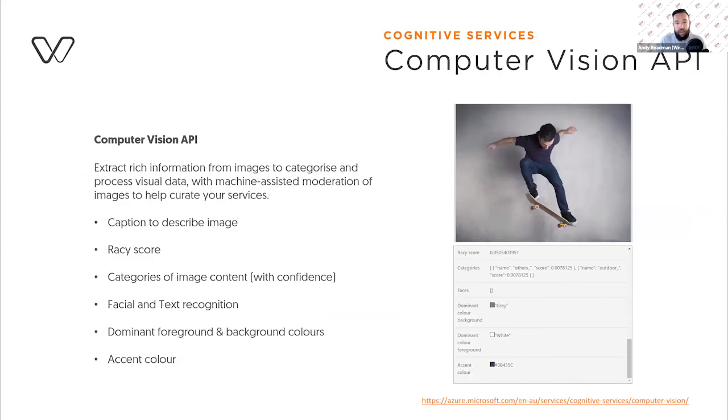So this takes an image we provide to that API, as simple as uploading it as part of the app or sending it to the API, however we want to do that, potentially as part of automation as well. And it will describe what's in the image. It will give us a caption of, this is a man riding a skateboard. It will tell us a racy score for adult moderation purposes.